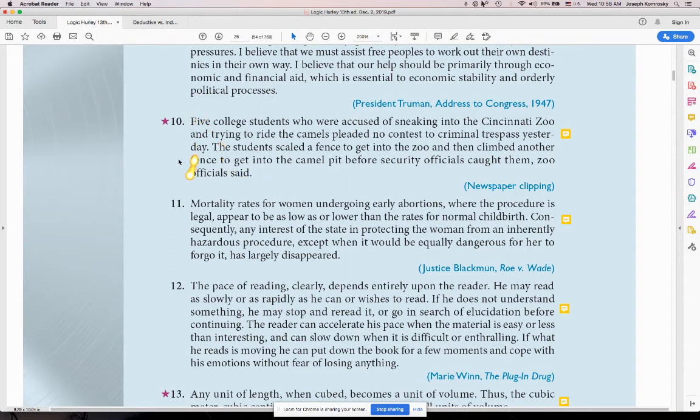Now, if you read this and you're thinking, what is this? Look at the source. It says newspaper clipping. Remember what I said earlier? If it seems like a world report or a newspaper clipping, what is it? It's a report, right? And a report is a non-argument. It's just giving you a bunch of information about some event, or something that happened, okay?